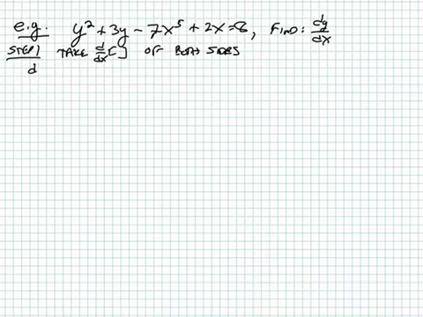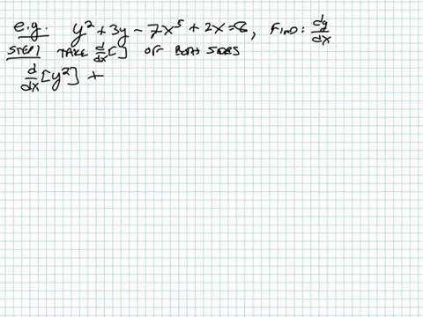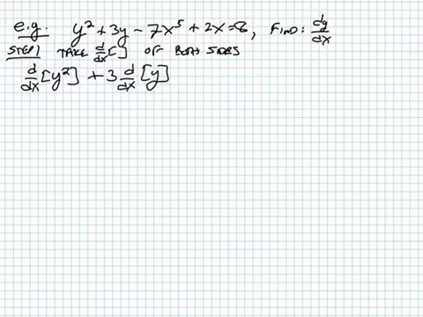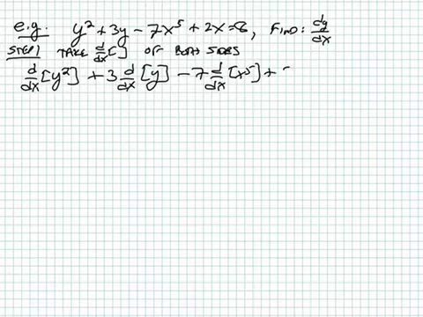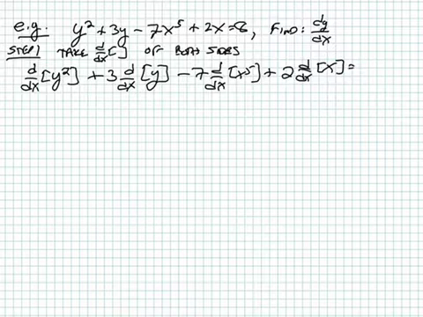So I'm going to take d dx of the first term, which is y squared, plus 3y. I'm going to pull the 3. Remember, you can pull constants out of the derivative. So d dx of y, minus 7, I'll pull out, d dx of x to the fifth, plus 2, I'll pull out, d dx of x, and that's equal to d dx of 8.